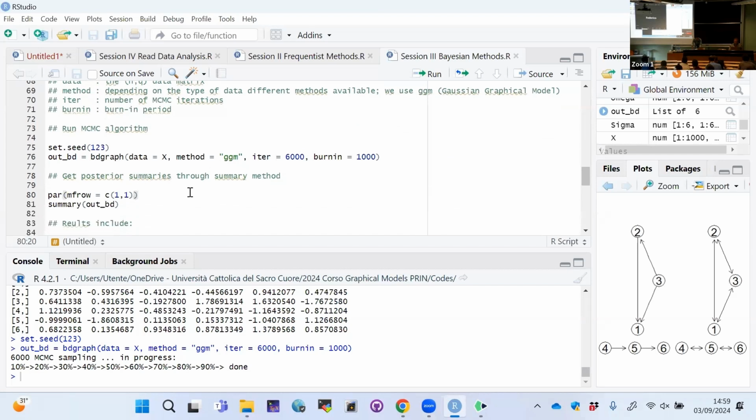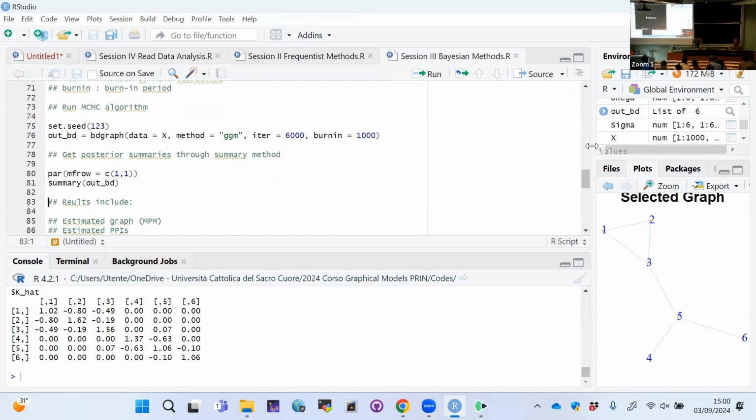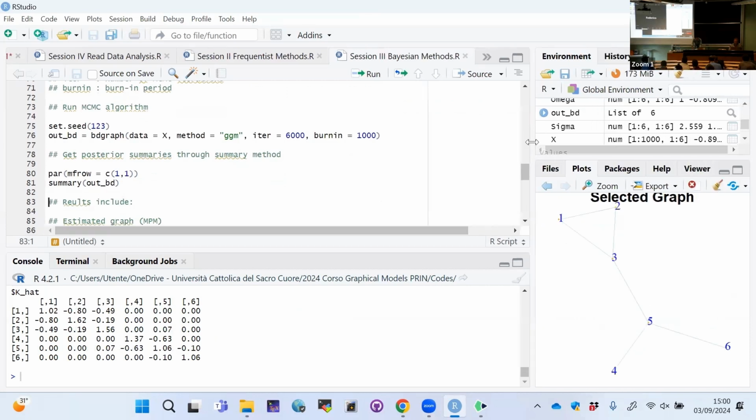There is a summary method which applies to an object of class bdgraph, like our output here. Among the outputs provided by the package, we have what is called selected graph, which is exactly the median probability graph model. So the graph that you obtain by including an edge between u and v whenever the estimated posterior probability of inclusion is greater than 0.5. And this is the result that we obtain on our data.